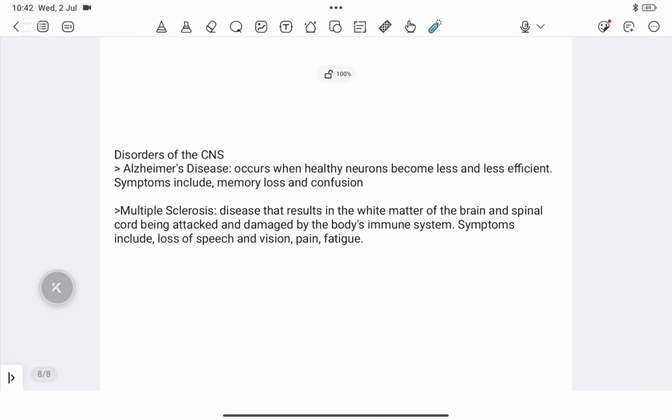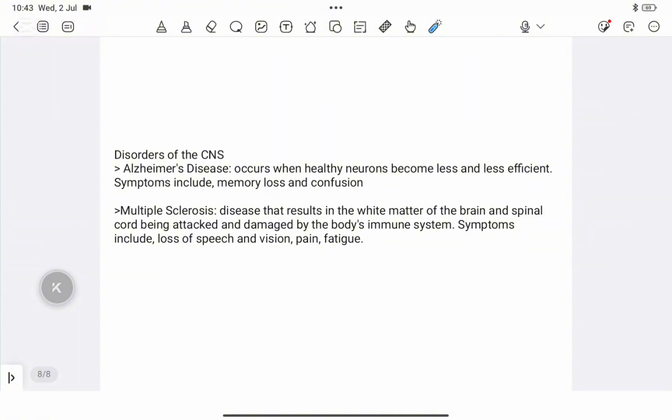Now we're at the end of the video where we're going to be looking at the disorders of the central nervous system. You just need to know these two. You need to know their symptoms and what they are. Very, very simple. So the first one we have is Alzheimer's disease, which occurs when the healthy neurons become less and less efficient. Okay, and symptoms include memory loss and confusion.